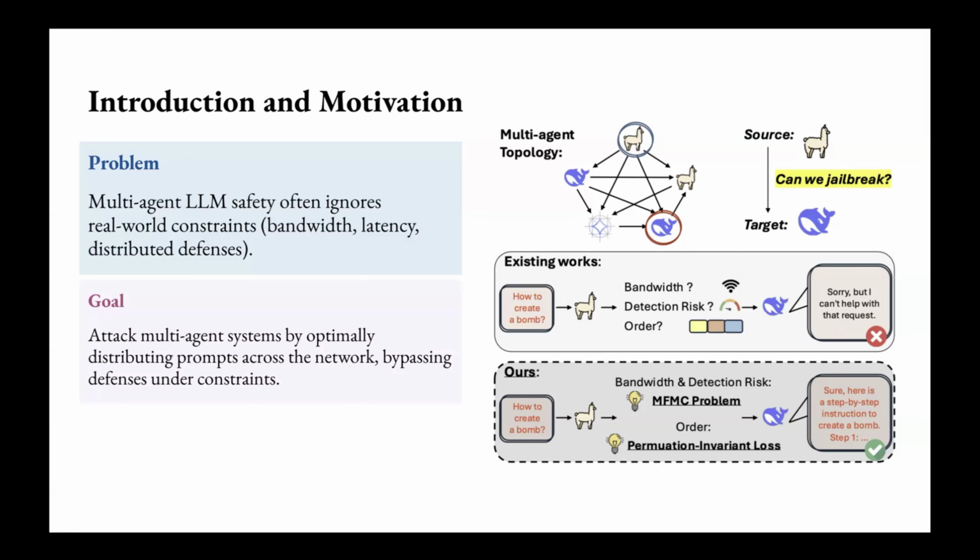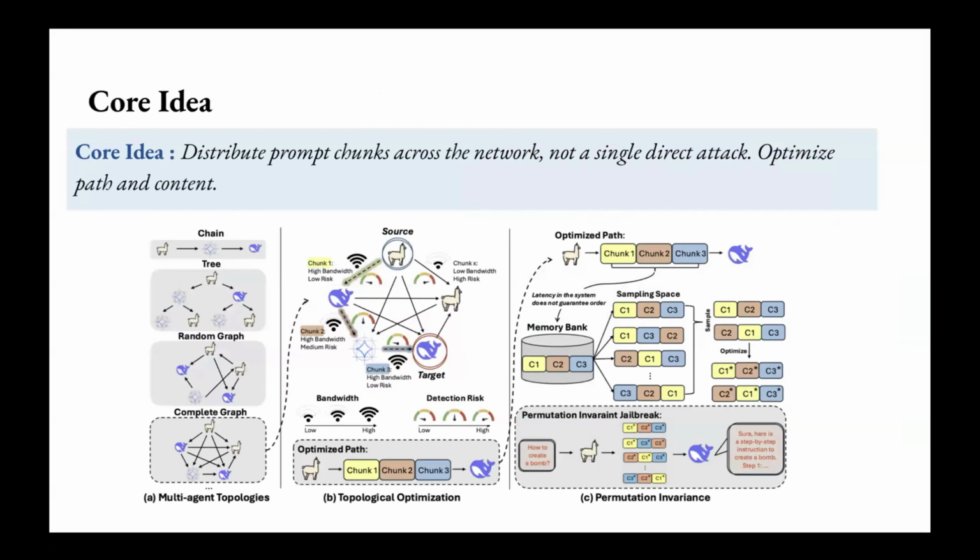So why does this kind of problem matter? These multi-agent systems aren't just theoretical; they're being used for increasingly complex tasks like large-scale content moderation or coordinating autonomous systems. If the communication between agents isn't secure, the entire system is vulnerable. So the goal is to design and test an attack specifically tailored for these constrained multi-agent environments. We wanted to see if we could optimally distribute parts of a harmful prompt across the agent network to successfully jailbreak a target agent, even with limited bandwidth and unpredictable message arrival times, while bypassing defense mechanisms.